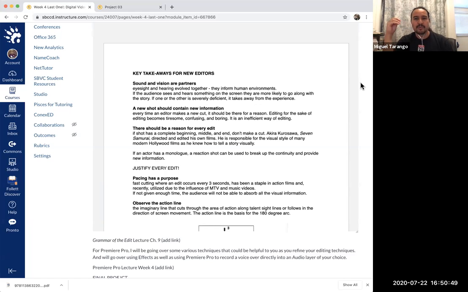Is what we're going to be cutting to, one, necessary, and is it going to give us new information? Those are the kinds of things we want to think about. Every time a new editor makes a new cut, it should be for a reason.